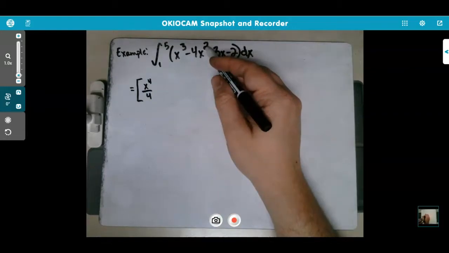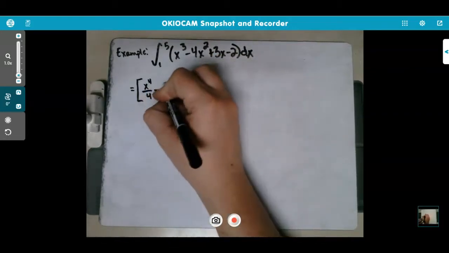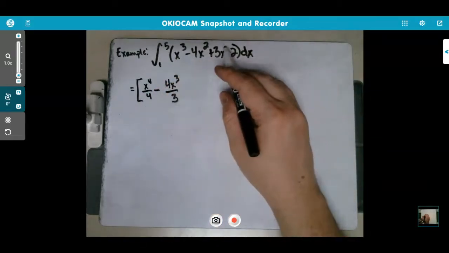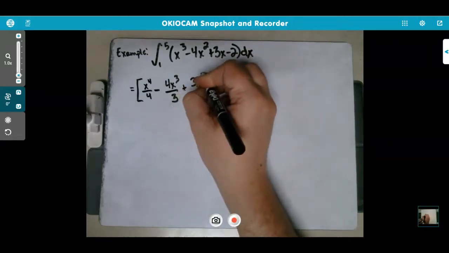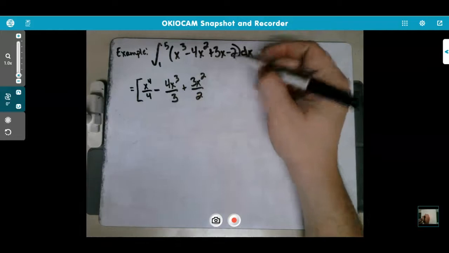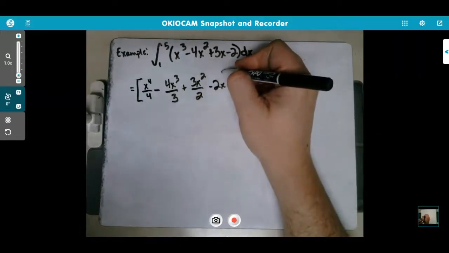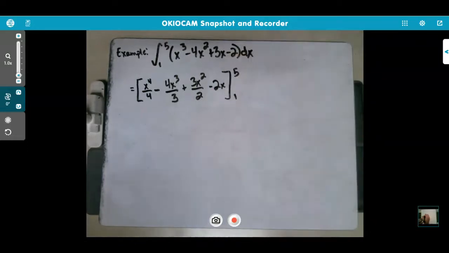Same thing here, add 1, we get a 3 to divide by 3. So 4x to the 3rd over 3. Add 1 makes it a 2, divide by 2, so we get 3x squared over 2. And then 2 just becomes 2x, again, because the derivative of 2x is just 2. Doing that from 1 to 5.